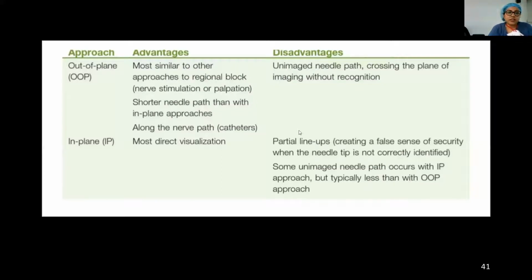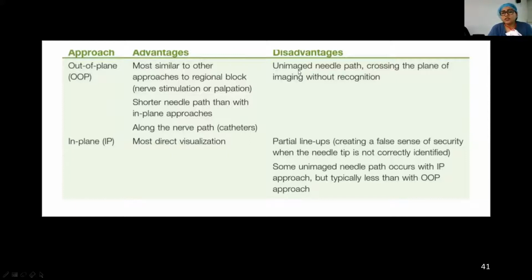So the advantages: in the case of an out of plane technique, the general advantages are that we have been doing the same way earlier, like in nerve stimulation or the palpation method, and the needle path is very short. In the case of the in plane technique, we can always put catheters along the same nerve path. And while using an in plane technique, the best advantage is the direct visualization of the needle.